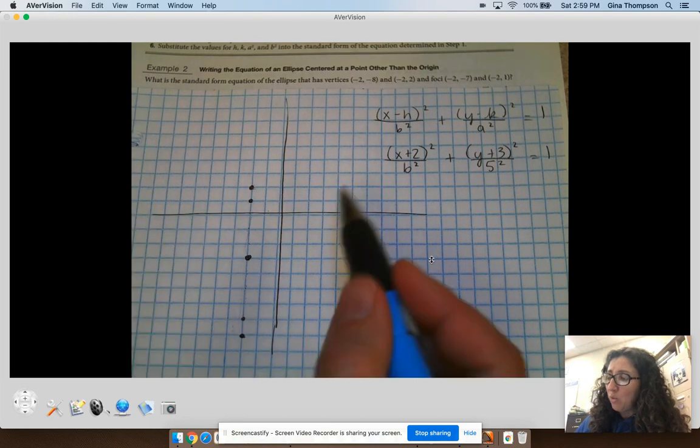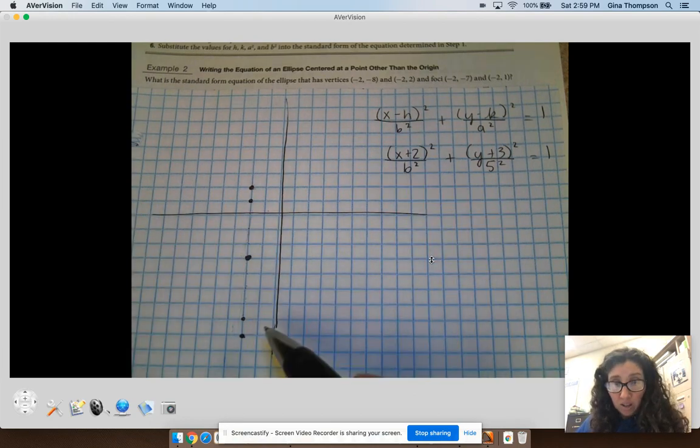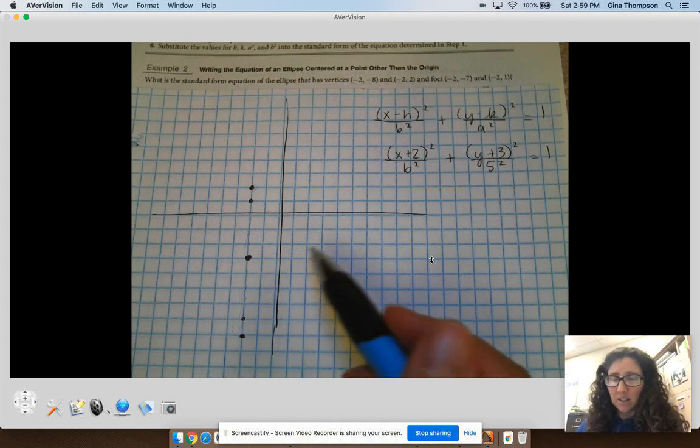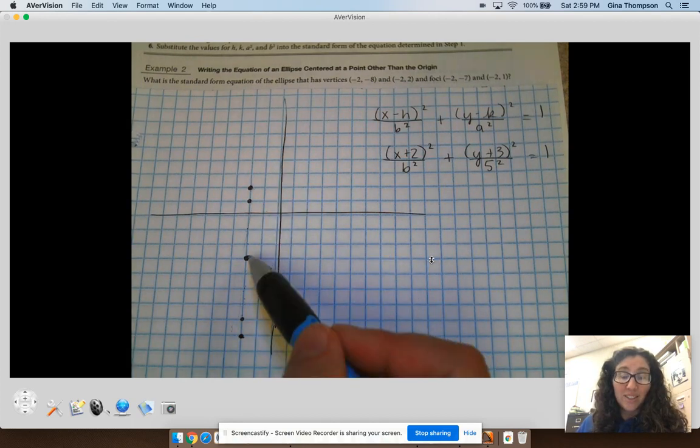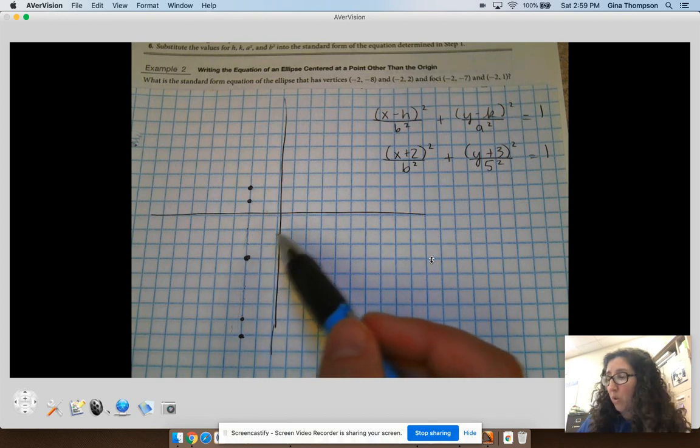So again, we didn't really need this drawing, but for me, keeping track of what to subtract and divide by 2 gets kind of complicated. So it's much easier for me to start sketching this ellipse before I start filling things in.